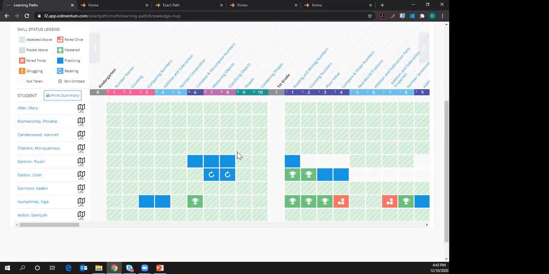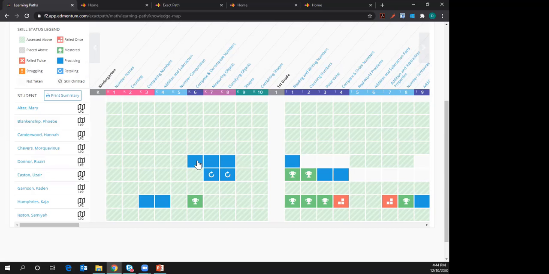So mastery is 80% or better, which means I have to get 80% or better in this skill to earn a trophy. So let's just say I earned a trophy for all 4 of these blue skills here. I mastered them all. What happens? Exact Path automatically gives me the next 4 skills. So I don't need a parent or a teacher to okay that. The system is just moving the student forward.